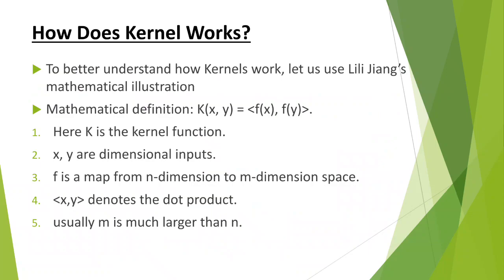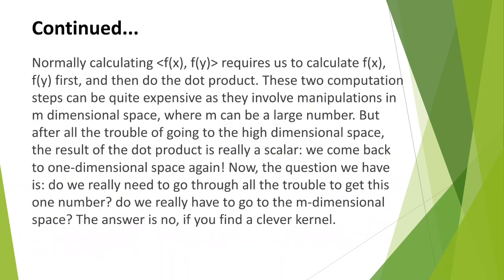How does a kernel work? To better understand how a kernel works, the mathematical definition of the kernel function is k(x, y) = ⟨f(x), f(y)⟩. Here k is the kernel function, x and y are the n-dimensional inputs, and f is a map from n-dimensional to m-dimensional space. ⟨x, y⟩ denotes the dot product. Usually m is much larger than n. Normally calculating ⟨f(x), f(y)⟩ requires us to calculate f(x) and f(y) first and then do the dot product.